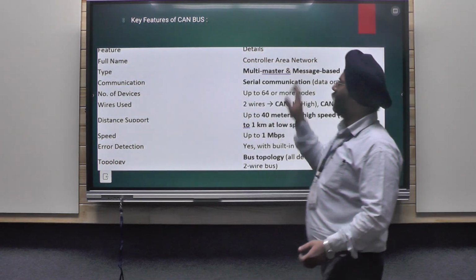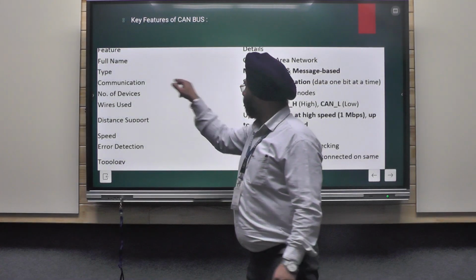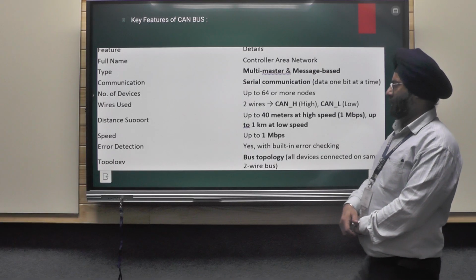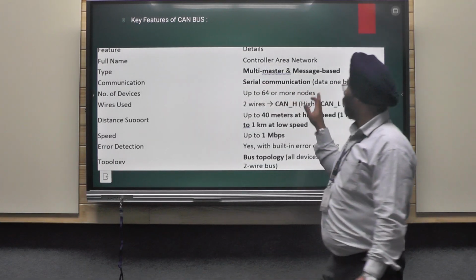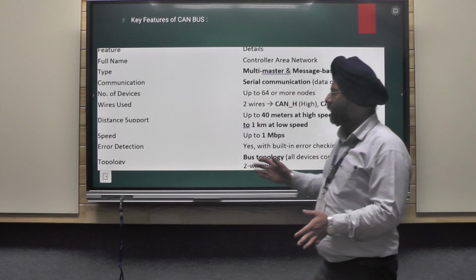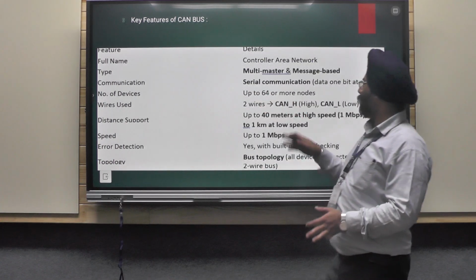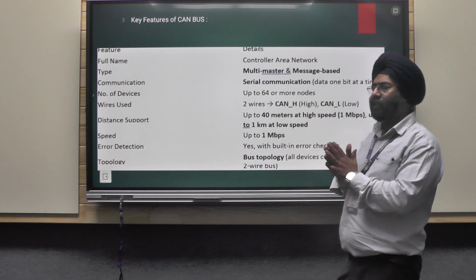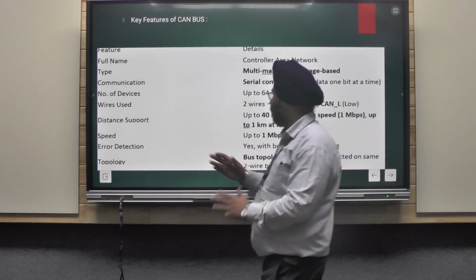CAN stands for Controller Area Network. Type: multi-master and message-based. Multi-master communication, serial communication, one bit at a time. Number of devices: up to 64 or more nodes. At one time, 64 devices can be connected.